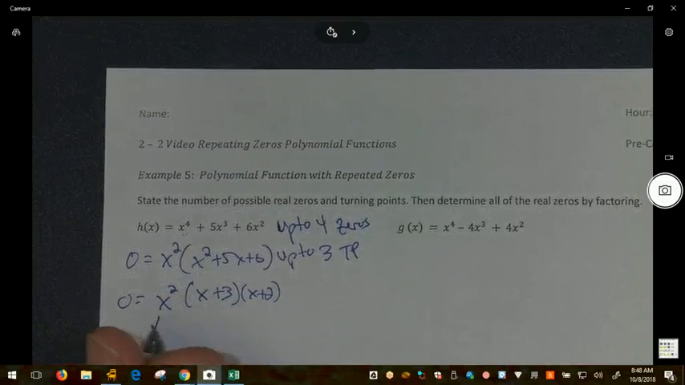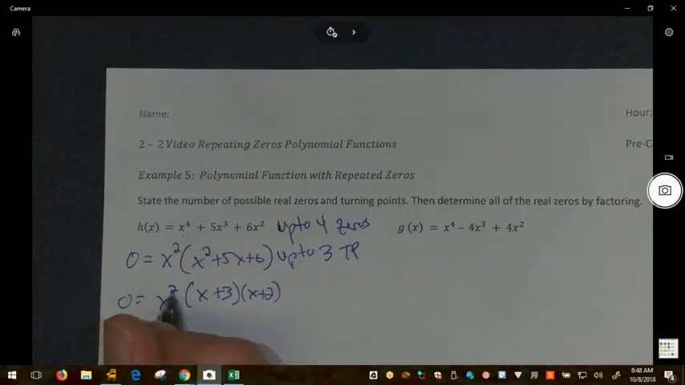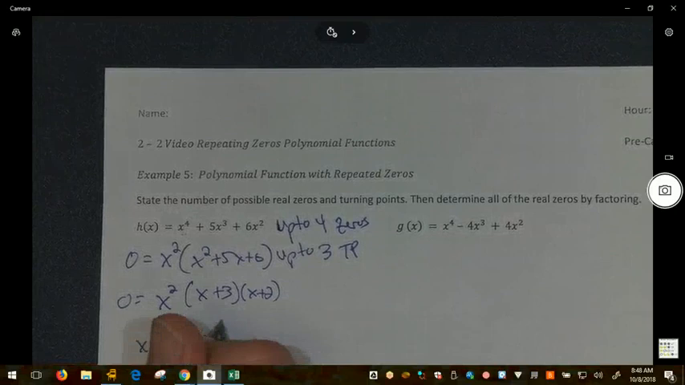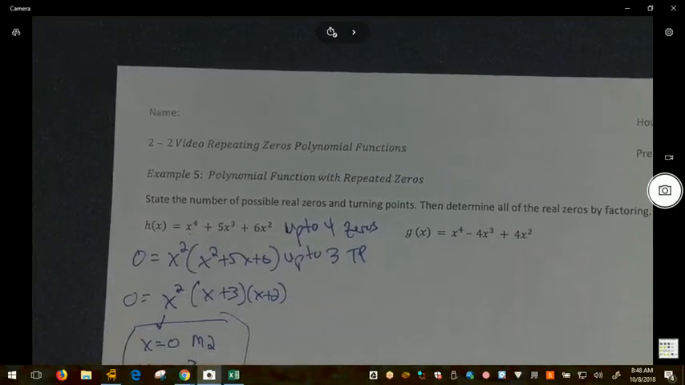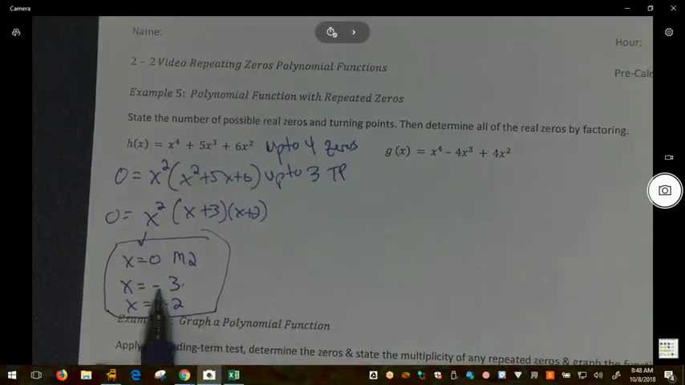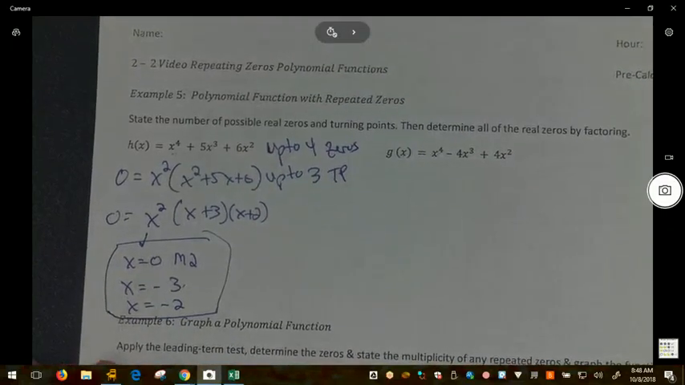Setting each factor to 0, this one gives me x equals 0. Notice it has a second degree on it, so it has multiplicity 2. This one is x equals negative 3. This one is x equals negative 2. There are my 4 zeros, 1, 2, 3, 4: 2 that are distinct and one that has multiplicity of 2.